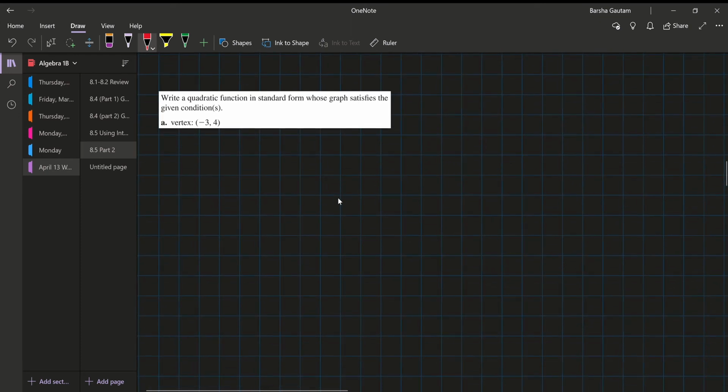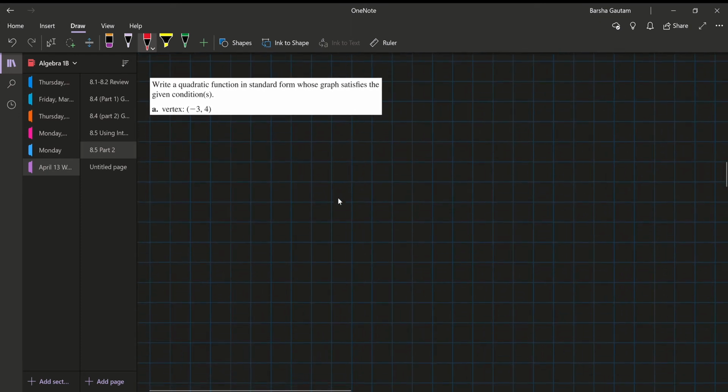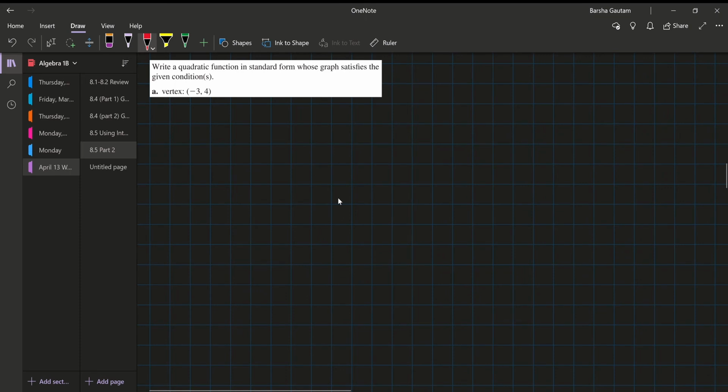Okay, so another one we're going to try out is: write a quadratic function in standard form whose graph satisfies the given conditions. And the only piece of information we're given is that our vertex is (negative 3, 4). You might think, what are we supposed to do with that information though? Well, if we know that the vertex is (negative 3, 4), do we know a formula that we can use to plug this information in? Yeah, we do. We learned about the vertex form.